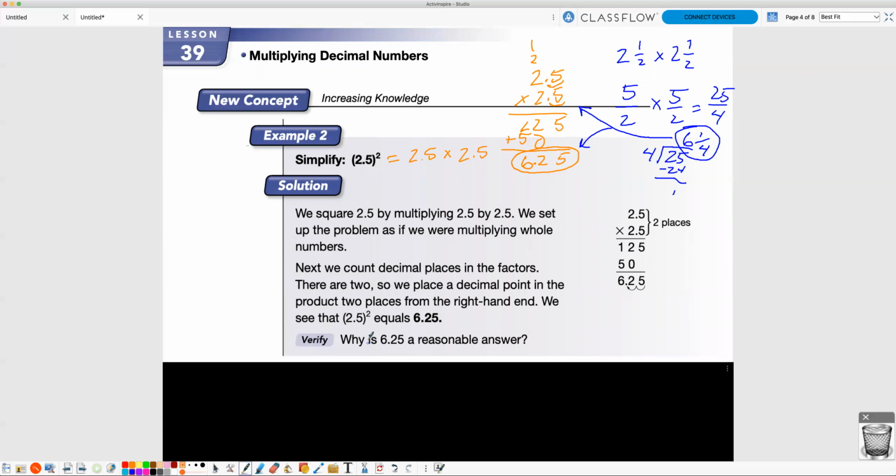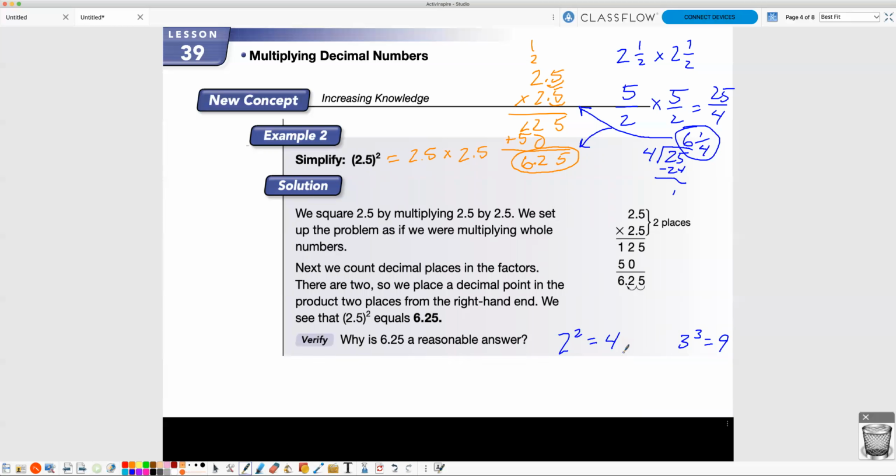So why is 6 25 hundredths a reasonable answer? It's because 2.5 is between 2 and 3, and if we were to square 2, that's the same as 4. If we were to square 3, that equals 9. So it has to be somewhere between 4 and 9 as an answer. And our answer ended up being 6 25 hundredths. So that's a reasonable answer.